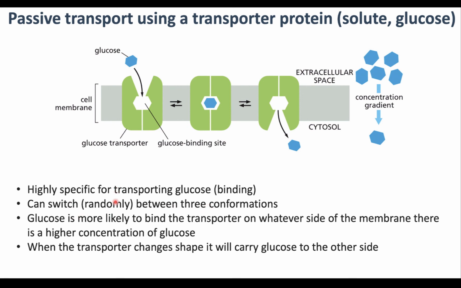We will get a net movement of glucose from high to low concentration because we're only likely to have glucose binding on the side where there's a high concentration. This allows glucose to move, in this case, from extracellular to intracellular space. If the gradient was reversed and we had a high concentration of glucose within the cytosol, it would then work in reverse because we would have a very high likelihood of glucose binding from the interior of the cell, and then the transporter can move it out.